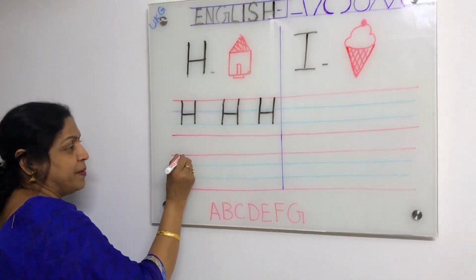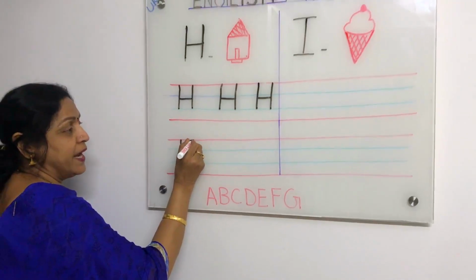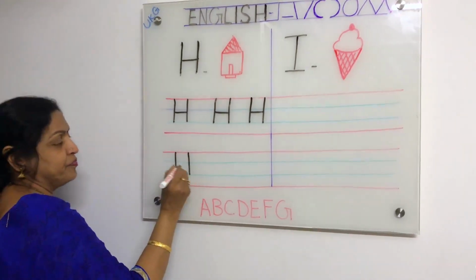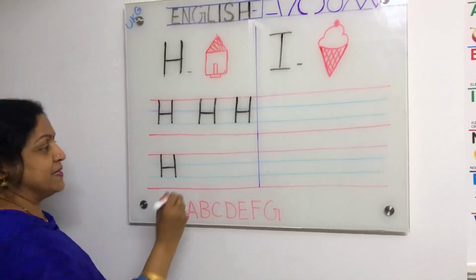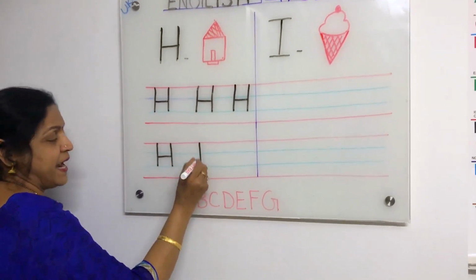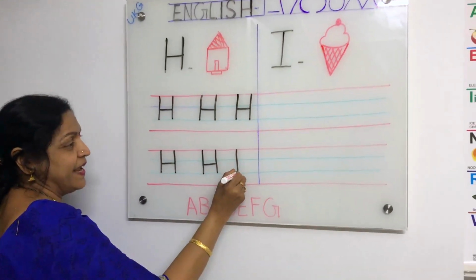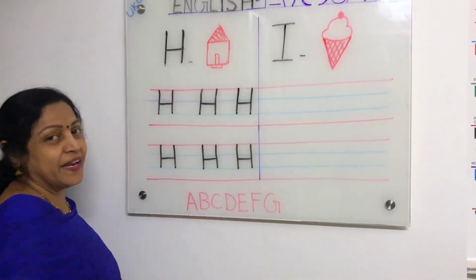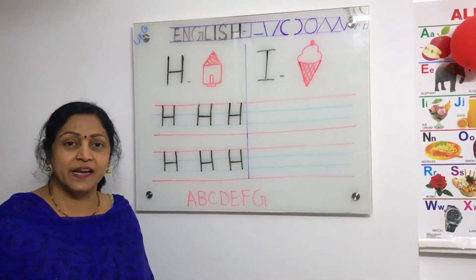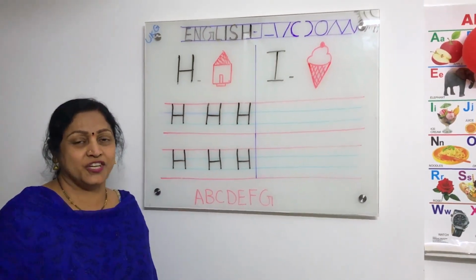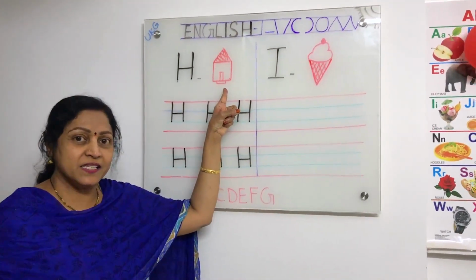See, from red line to blue line, standing line, leave some gap and write one more standing line. In the middle, draw a sleeping line to join two standing lines, H. Standing line, sleeping line, that's all. What is this letter, children? This is H. What is the sound of H, children? Ha, ha. H for hut. H says ha.